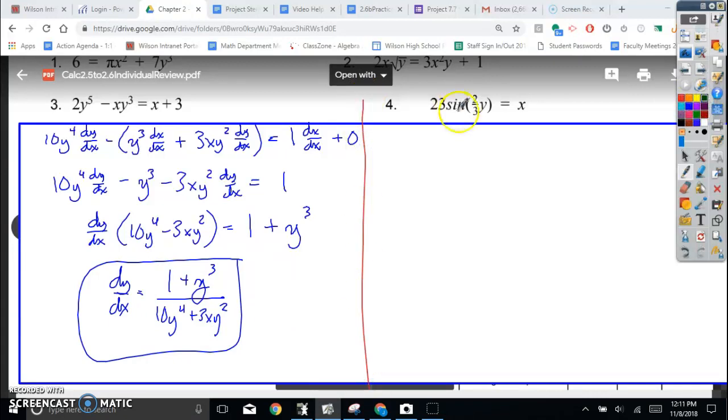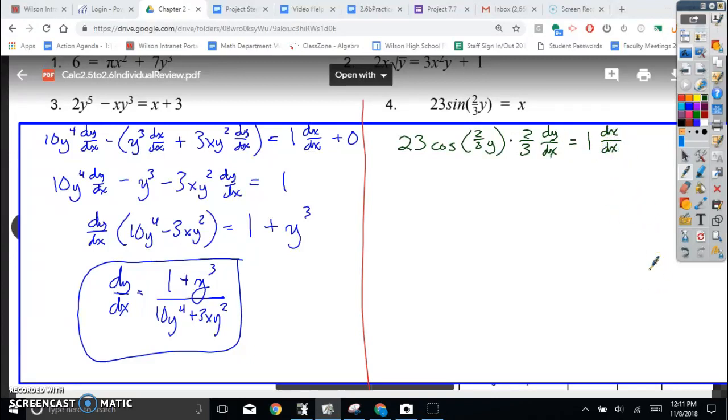Let's start with chain rule. So this is going to be the derivative of sine first. This will be 2/3 times the cosine of 2/3 y, times the derivative of the inside, which is 2/3 dy/dx, because I finally took the derivative of y here, equals 1 dx/dx, because I took the derivative of x.